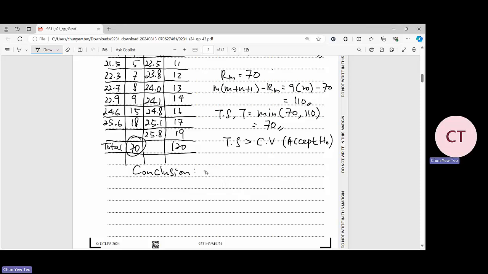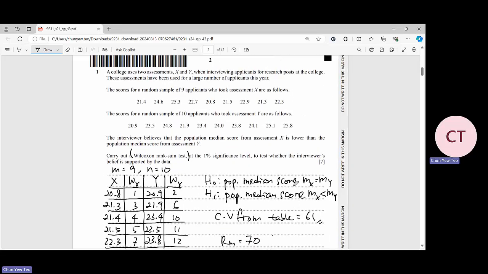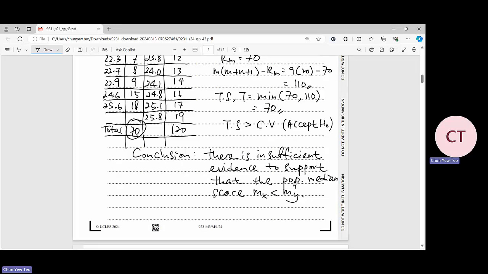Now we can go for the conclusion. The conclusion is, there is insufficient evidence to support that the population median score Mx is less than My. Just like that. This will be the answer for question number 1. Now we move on to question number 2.